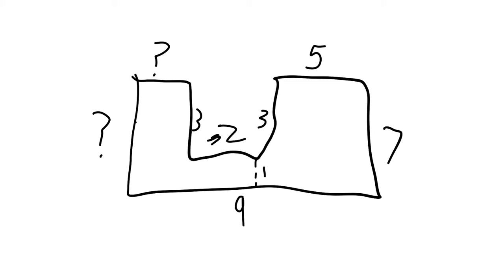So if that's 2 and that's 5, that's 7, and then 9 minus 7 would be 2, so that has to be 2. And then, since that's 7, that has to be 7.